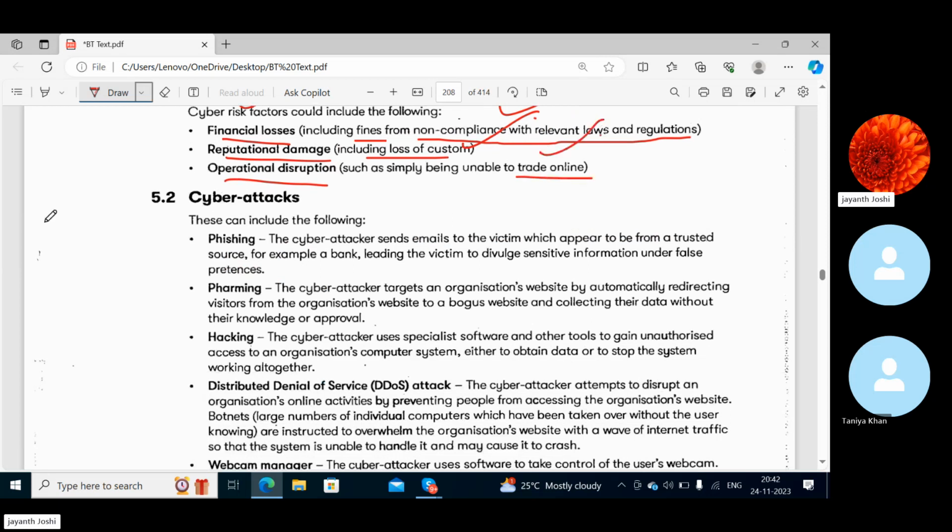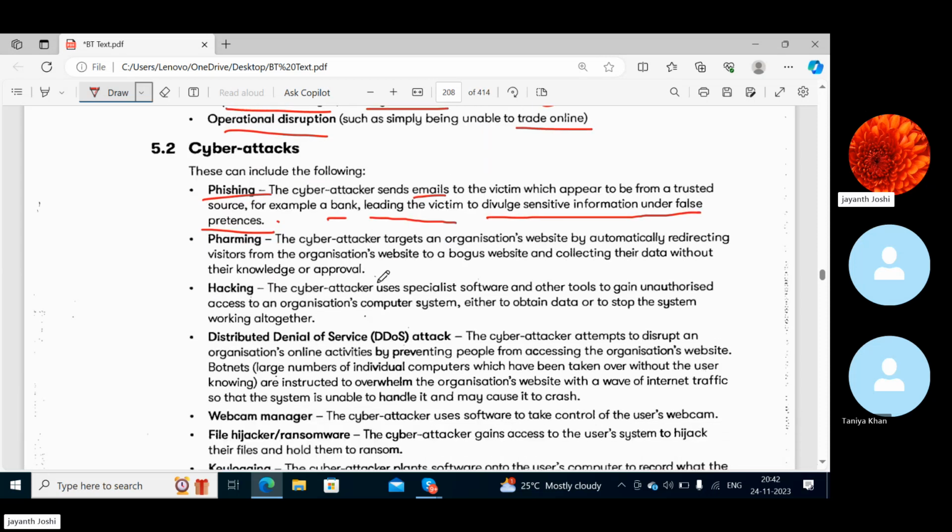Cyber attacks, phishing. The cyber attacker sends emails to the victim which appear to be from a trusted source, for example, a bank, leading the victim to divulge sensitive information using false pretenses. That's what they will send, a mail, and try to take a lot of data from you, and you will be giving that data without really understanding whether it is from a reliable source or the source which you trust.